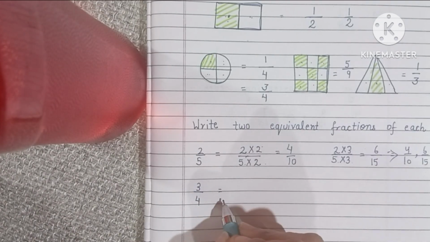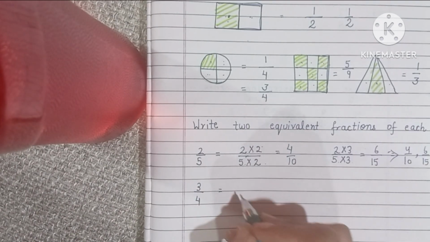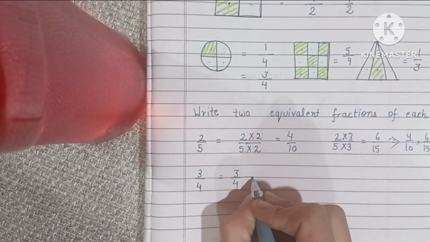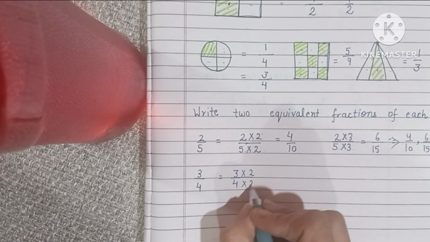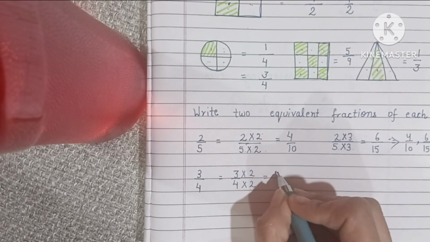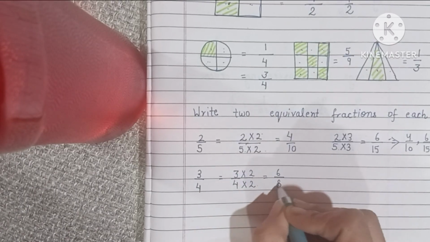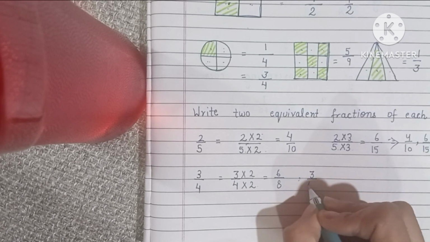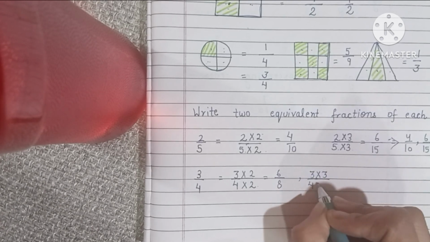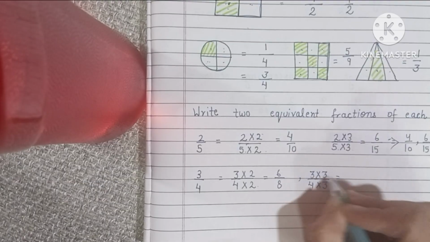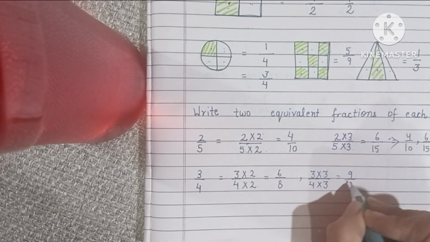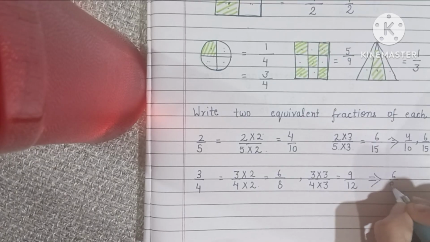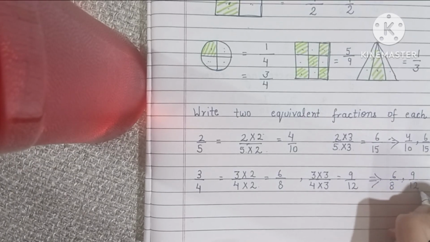And take another example, 3/4. 2 equivalent fractions of 3/4: 3/4 multiply by 2 multiply by 2 equals 2 3s are 6, 4 2s are 8. And the second equivalent is 3/4 multiply by 3 multiply by 3, that is 3 3s are 9 and 4 3s are 12. Then the 2 equivalent fractions are 6/8 and 9/12.